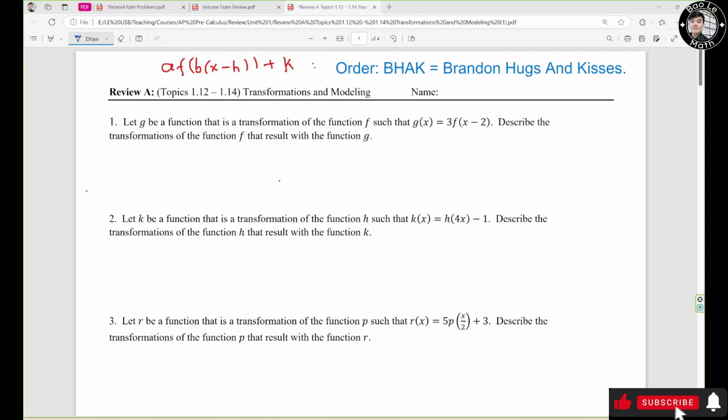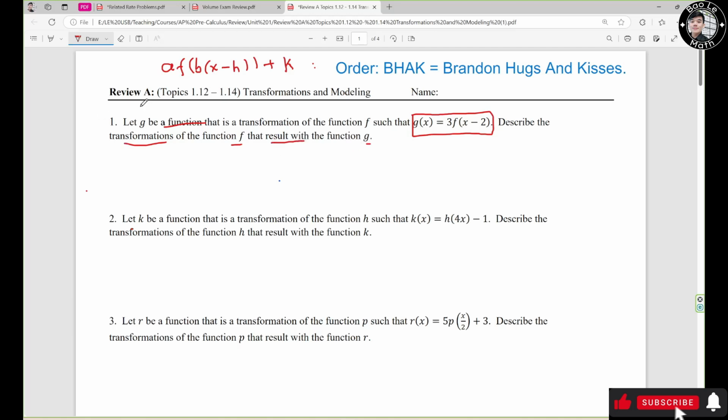Hello everyone, in this video we're going to review the topic 1.12 to 1.14 of the Unit 1 Transformation and Modeling Functions. Alright, question number 1. Let g be a function that is a transformation of the function f such that g of s equals 3 times f of s minus 2. Describe the transformation of the function f that results in the function g.